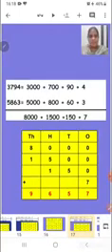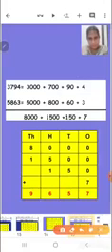Children, the expanded form of 3794 is 3000 plus 700 plus 90 plus 4. Whereas the expanded form of 5863 is 5000 plus 800 plus 60 plus 3. After writing the expanded form, we have to add the numbers.